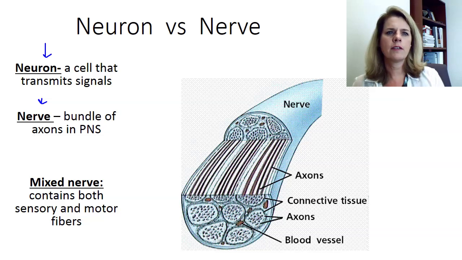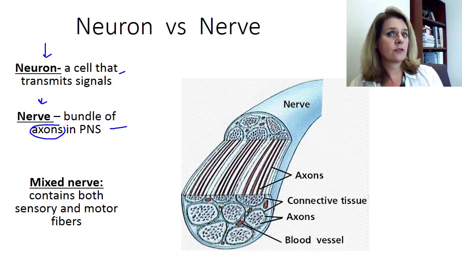So the neuron is the cell that transmits the signal, and then the nerve is simply a bundle, okay? And it's a bundle of those axons in the peripheral nervous system. So think about the central nervous system and the peripheral nervous system. That's where the nerves are. So when you bundle up their axons, in the peripheral nervous system, you make nerves. And nerves can be what we call sensory or motor or mixed.